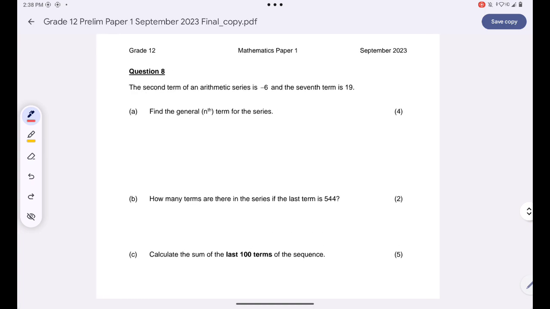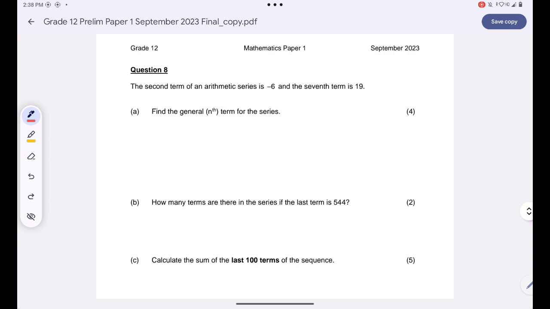Okay, question number 8. We are told that the second term of an arithmetic sequence is equal to -6 and the seventh term is equal to 19. The first question, they want us to determine the nth term of the sequence. For me to find the nth term of the sequence, I need to know two values, the value of the first term as well as the common difference, right?